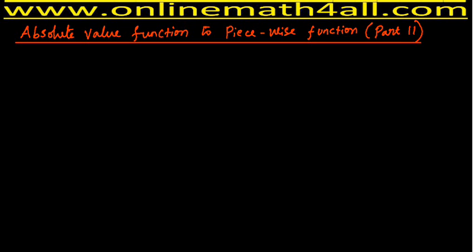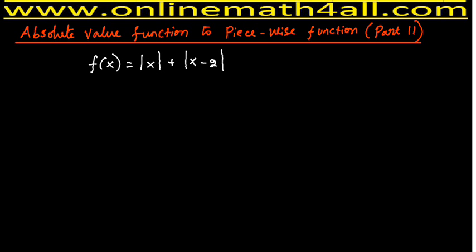In this video, we are going to see how to redefine an absolute value function as a piecewise function, part 2. Okay, now I'm just going to consider a function f of x is equal to absolute value of x plus absolute value of x minus 2. I'm just going to consider this function. So this is an absolute value function. Now I'm going to show you how this absolute value function can be redefined as a piecewise function.